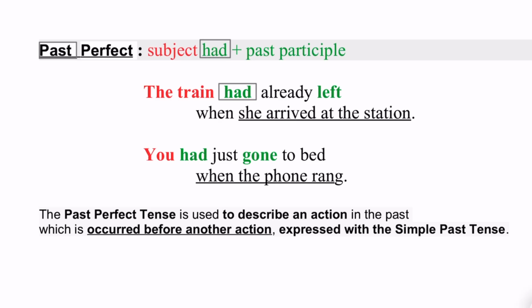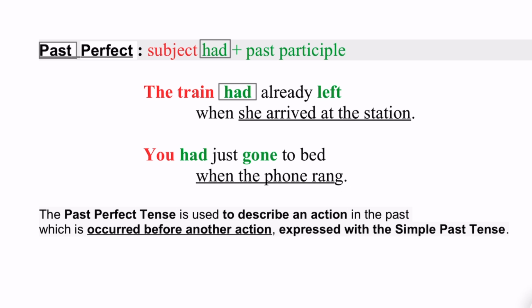Now let's take a look at the past perfect. The past perfect, which is always past, has the subject and the verb to have in the past, plus the past participle. The present perfect has the verb to have in the present, and the past perfect has the verb to have in the past. So we can say the train had already left, the past of to have and the past participle of leave. The train had already left when she arrived at the station. In this case, she arrived at the station is in the simple past. Another example. You had just gone to bed when the phone rang.